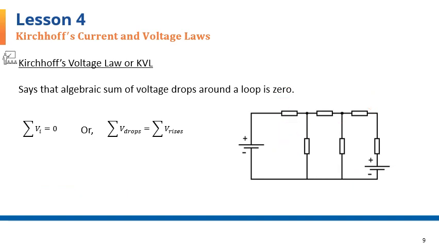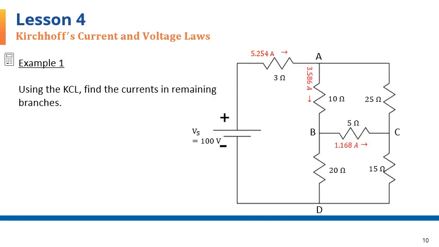Let's look at an example in which I'll use the KCL to find the missing currents in a circuit. For the circuit of this example, I have pre-calculated the currents and voltages, but I'm showing only 3 of the currents as seen here, and none of the voltages except for the source voltage, which is 100 volts. Let's use the KCL to find the missing currents, namely those flowing through the 25 ohm resistor, through the 15 ohm resistor, and through the 20 ohm resistor.